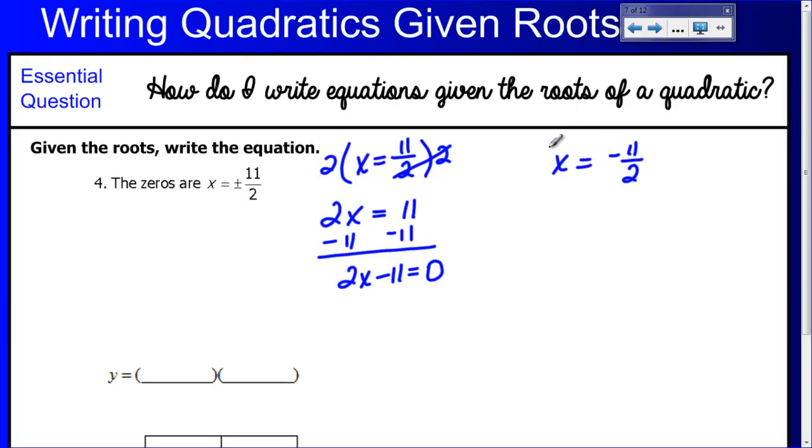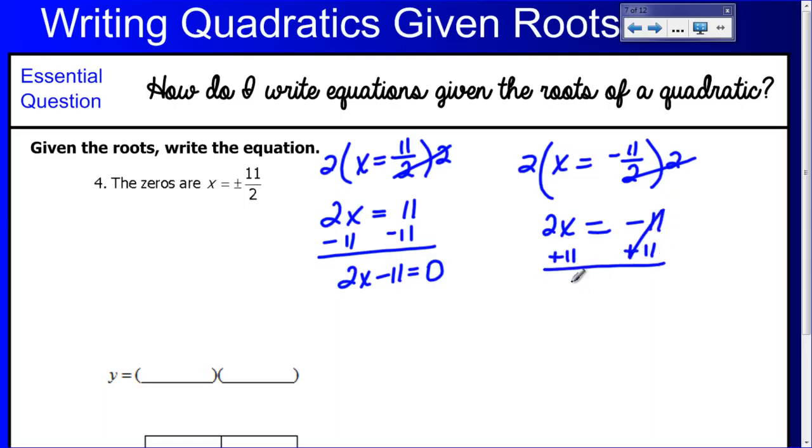That fraction, the fact that it's a fraction, tells me I'm going to have to do both of those steps. And so this one, we're going to do the same step. Let's get rid of that fraction, so we're going to multiply by 2 because that's the denominator. So I end up with 2x is equal to, in this case, negative 11. So I'll have to add 11 to both sides. So I end up with 2x plus 11 is equal to 0. So my two factors are going to be 2x minus 11 and 2x plus 11.